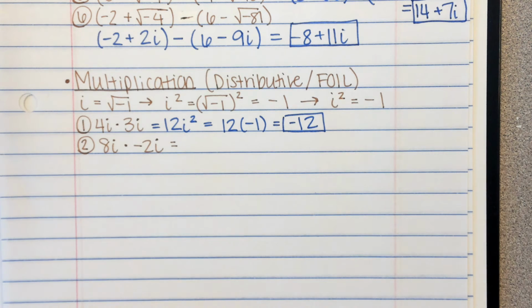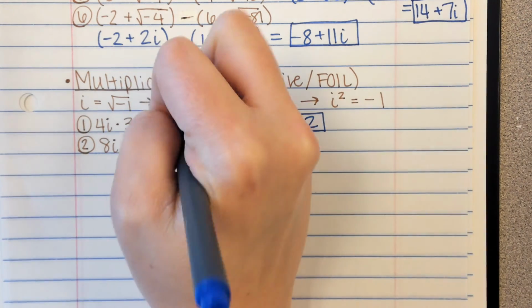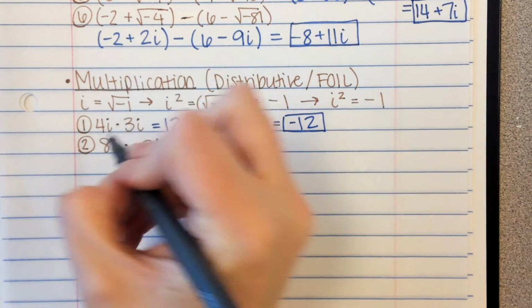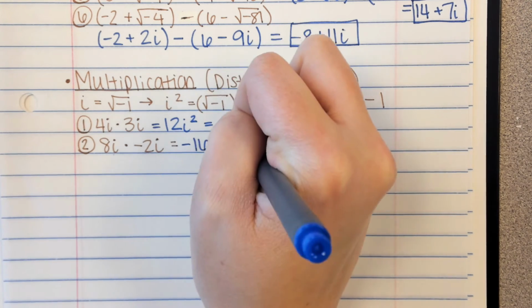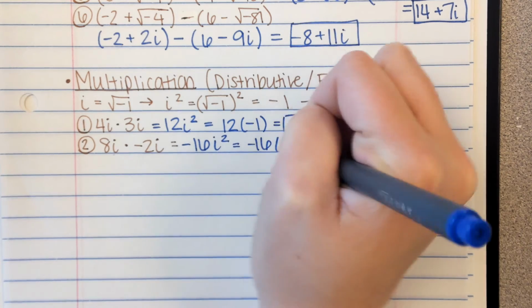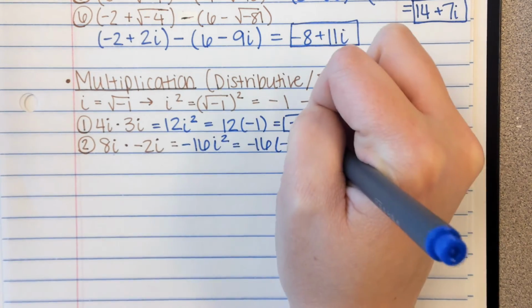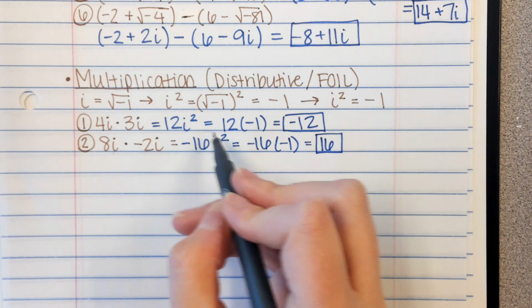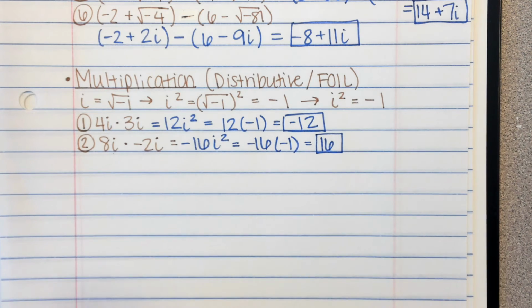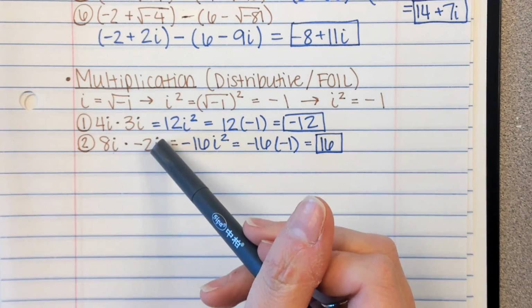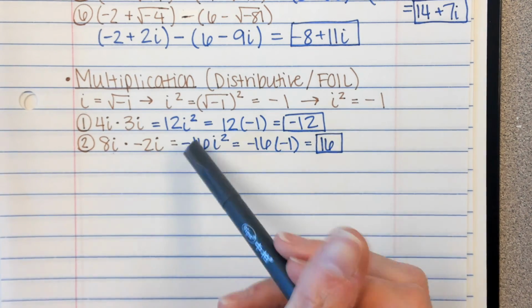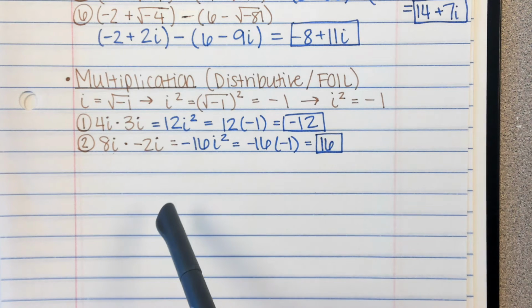Okay, let's look at number 2. We have 8I times a negative 2I. So 8 times negative 2 is negative 16. I times I is I squared. That changes to negative 16 times negative 1, and that gives us a positive 16. Now, you don't have to write out all that middle stuff every single time. If you know that when you do I times I, it's going to give you a negative 1, you can jump straight to the end there. Whatever works best for you.